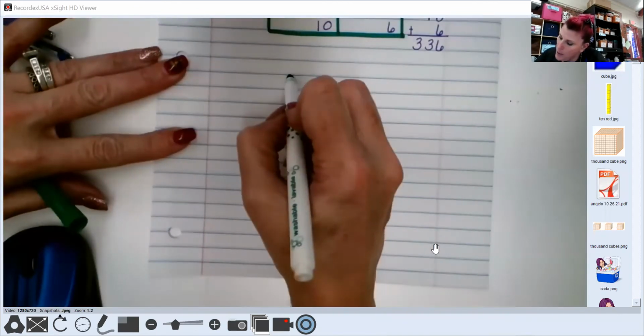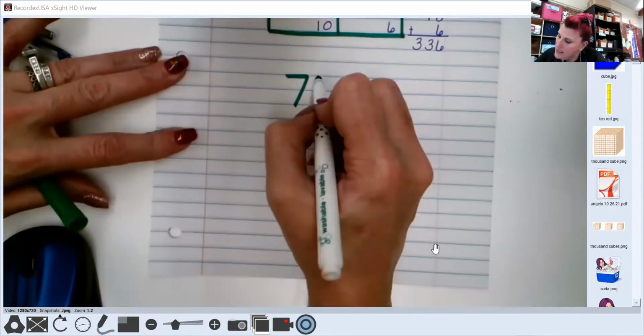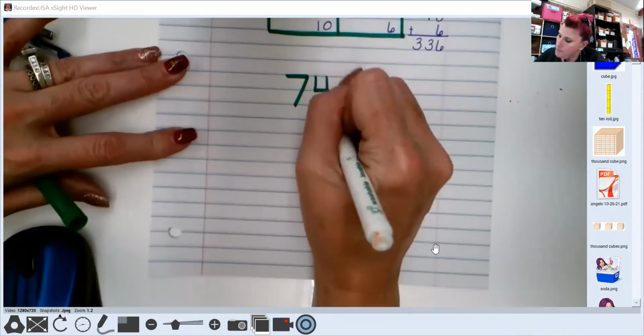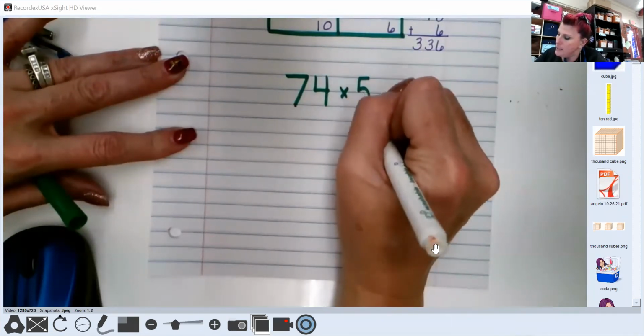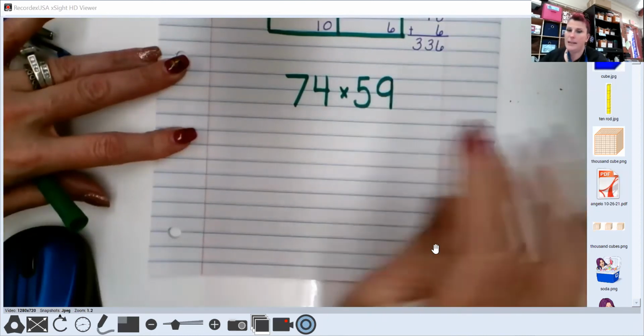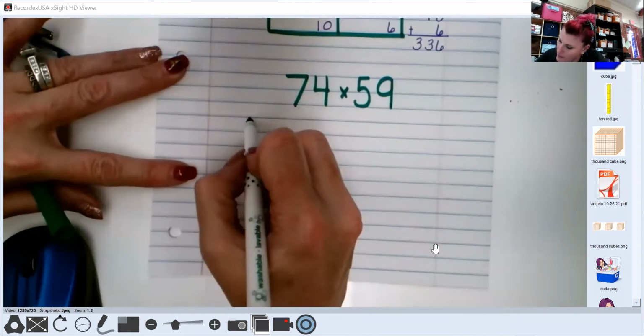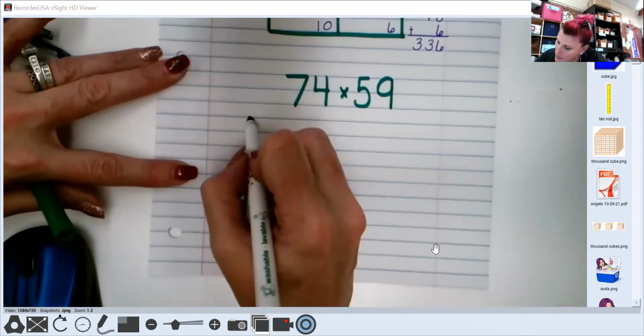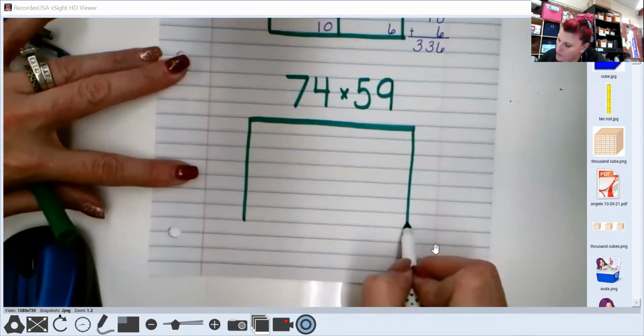This one, we're going to do a much harder problem. Let's do 74 times 59. Again, it's 2 by 2, so I'm still creating my box that has 4 squares in it.